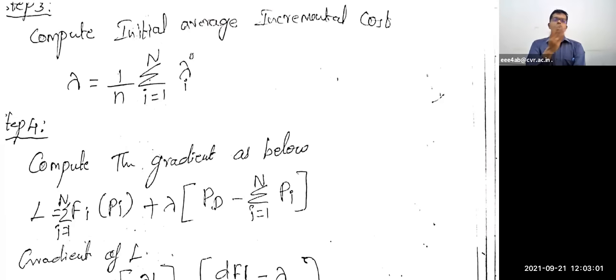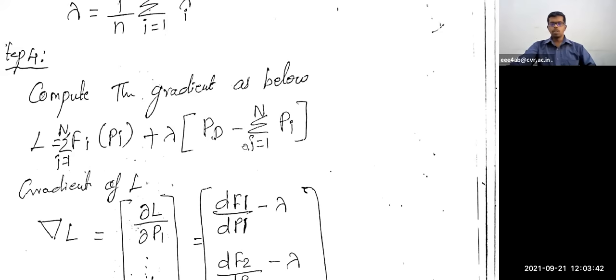Calculate once again the Lagrange's function and frame this, that is, the gradient of L. Okay, so you know what is the objective function of the economic load dispatch? To minimize the total fuel cost, that is, to minimize this fuel cost, FI of PL. So how to frame the Lagrange's function? Lagrange's function is equal to the objective function plus some constant into constraints.